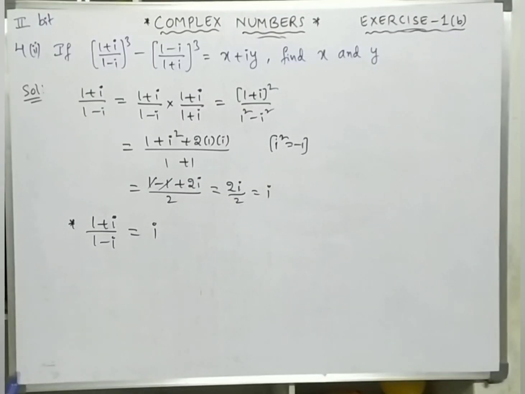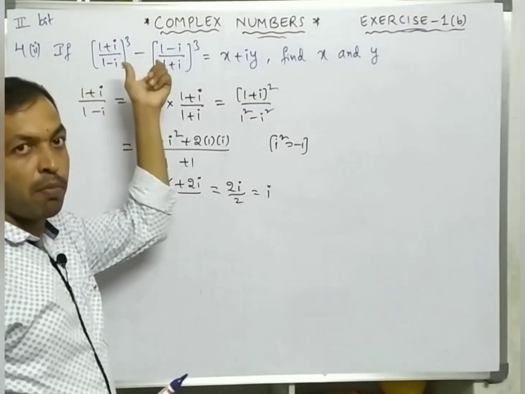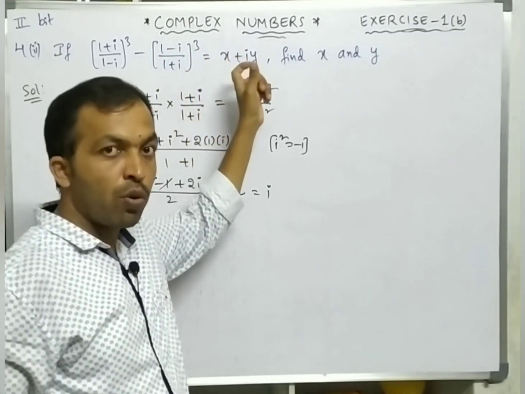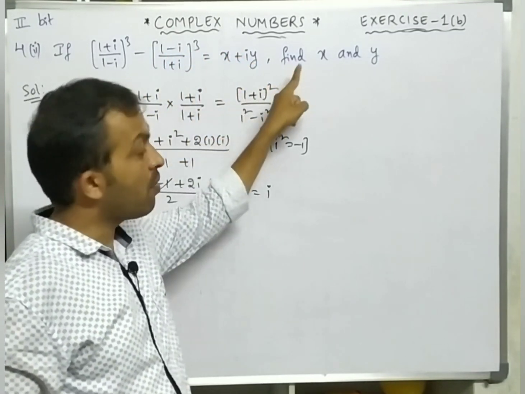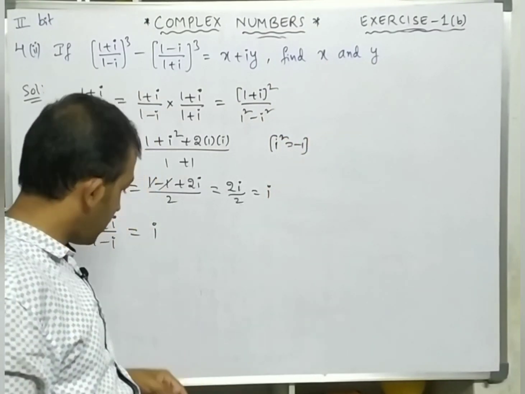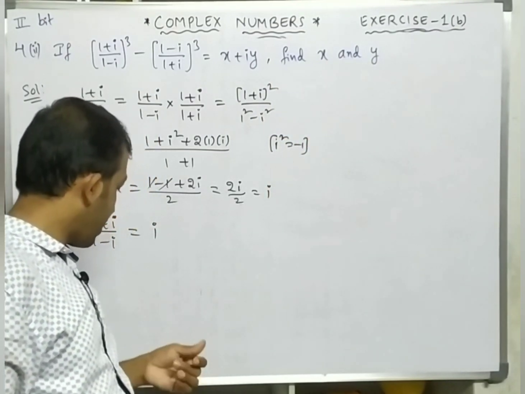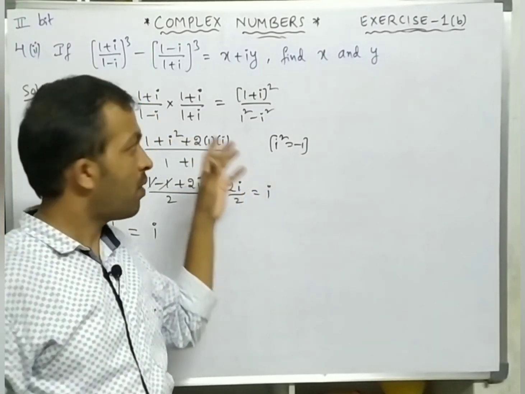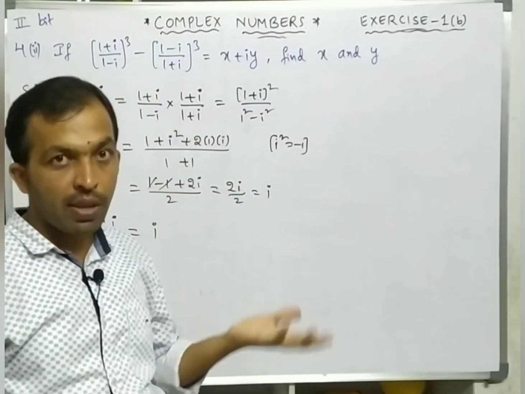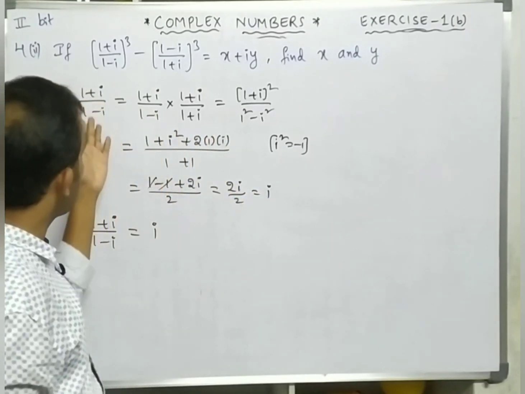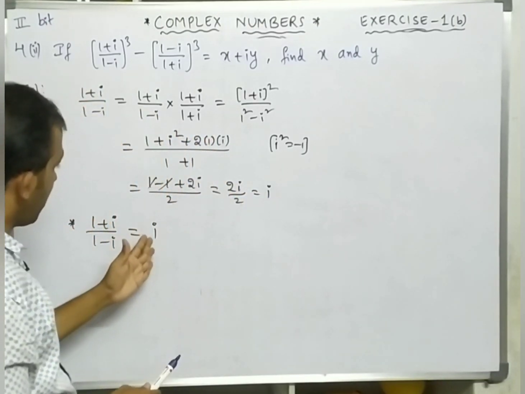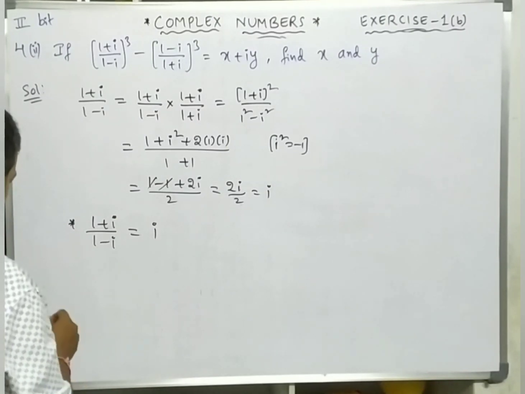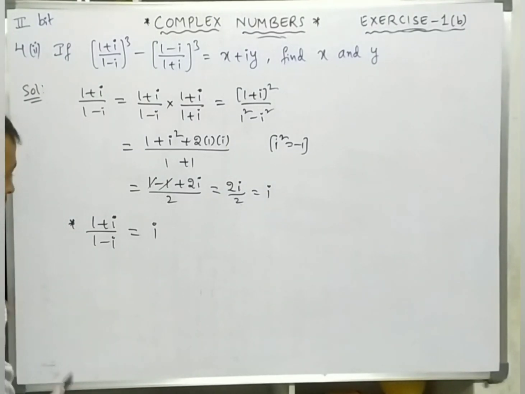Next, fourth bit, second problem. If [(1 + i)/(1 - i)]³ - [(1 - i)/(1 + i)]³ is equal to x + iy, then find the values of x and y. Already we have simplified (1 + i)/(1 - i) in the previous problem. The simplification of (1 + i)/(1 - i) is i. In a similar way we can simplify (1 - i)/(1 + i).